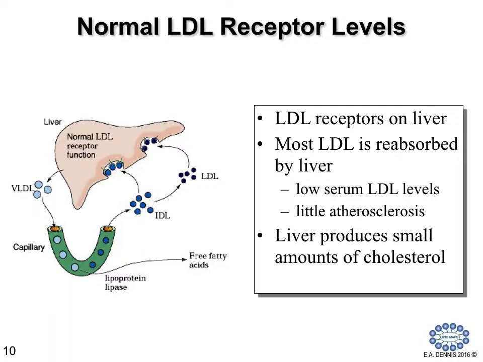The net result is that there is a low level of serum LDL, very little atherosclerosis, and the liver just acts normally, producing a small amount of cholesterol.